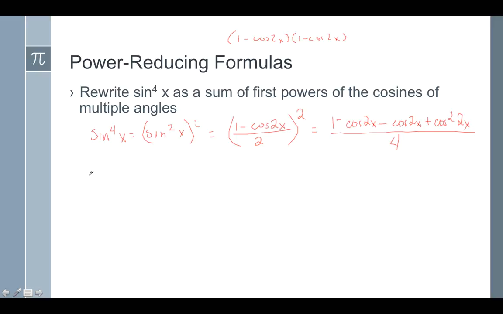All right, so let's see what we have here. Let's simplify that numerator. I get a 1 minus 2 cosine 2x plus cosine squared 2x. And what I want to do is get rid of this 1/4, so I'm going to factor out that 1/4 right out here, just for the time being. Now, technically, we're not done because the question asks you to write it into the first powers of cosine. And right now we have a second power. So we're going to have to use another power reducing identity, but this time for cosine.